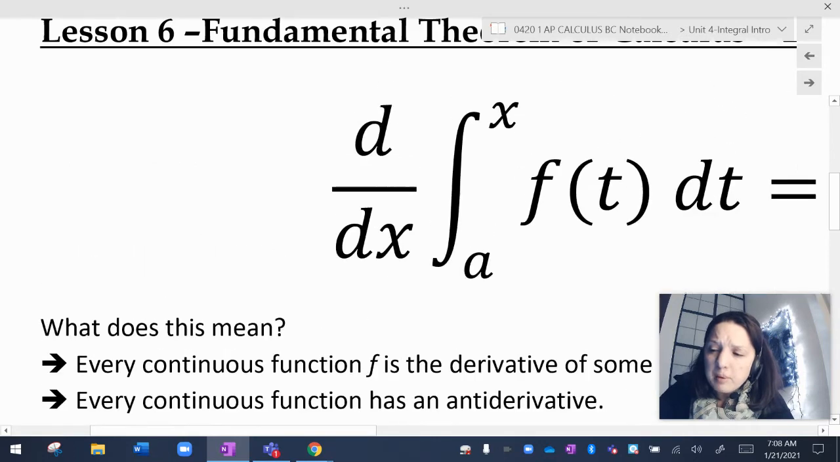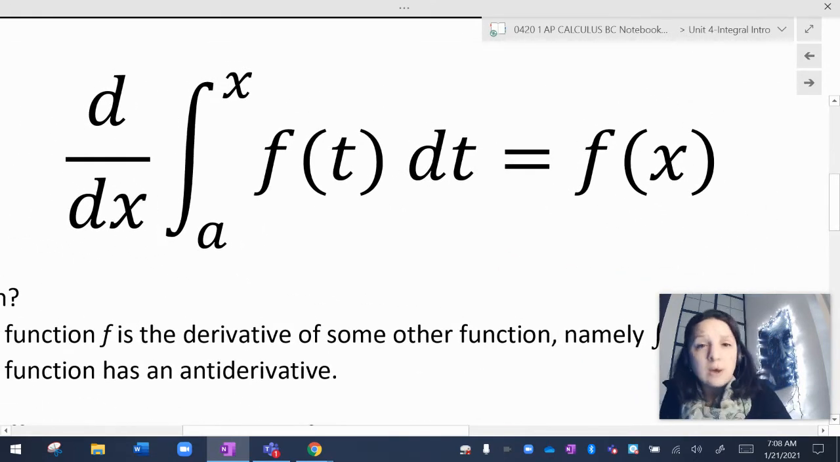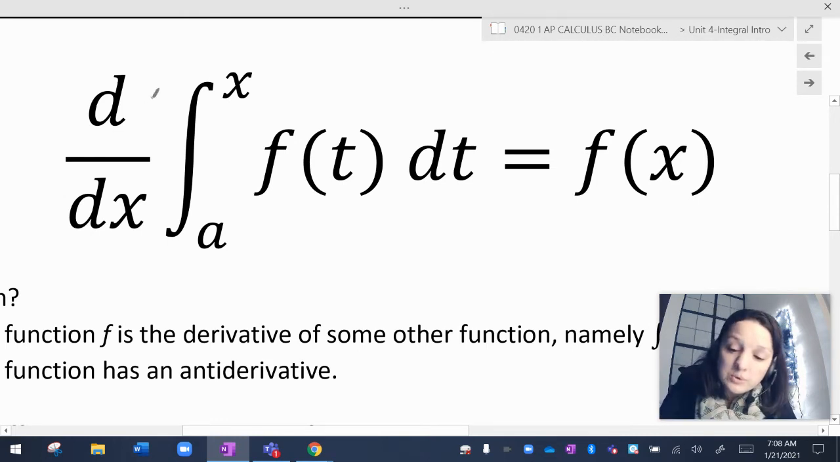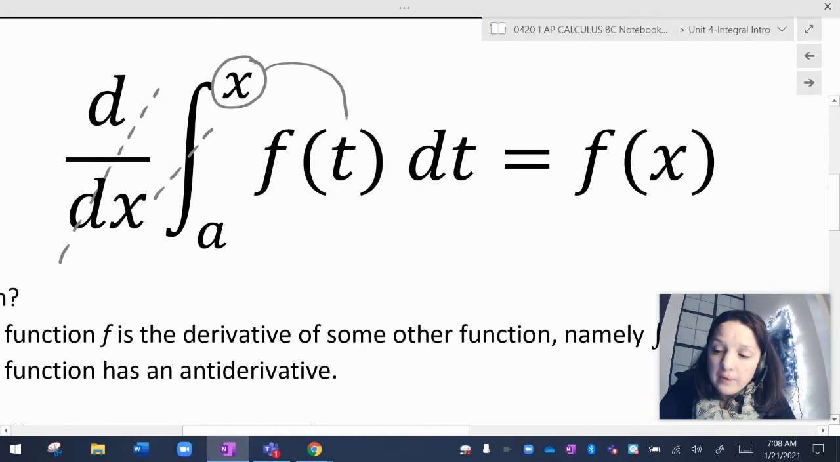So now let's come up here. The rule itself for part one of the fundamental theorem is the derivative with respect to x of the integral from a to x, where a is any constant, of f of t dt is f of x. And again, what's really happening is the derivative and the integral cancel, and then that x just replaces the t.